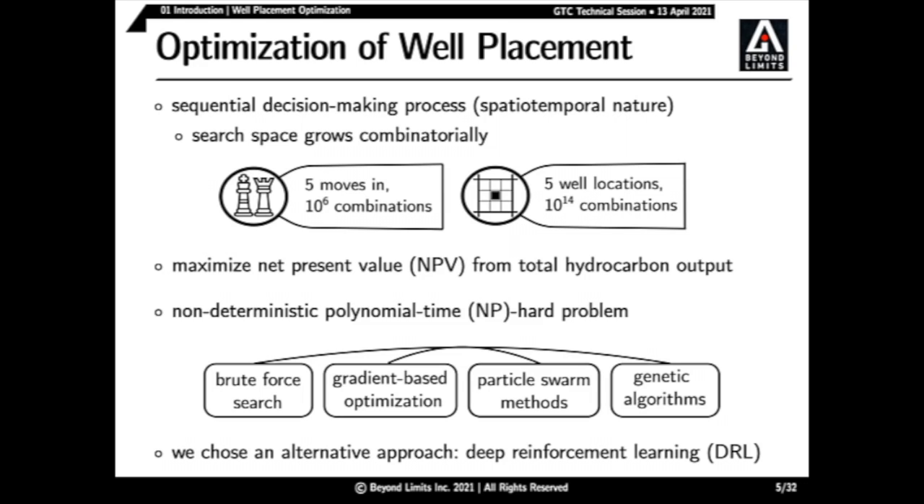Getting into the specifics of the optimization problem, our goal is simply to maximize the net present value or NPV, which is an indication of the total dollar value associated with production. This is a non-deterministic polynomial time or NP-hard problem, which has seen attempts in the past using brute force search, gradient-based methods, particle swarm optimization, and genetic algorithms. In our work, we choose an alternative strategy, which is deep reinforcement learning, or what we abbreviate as DRL.